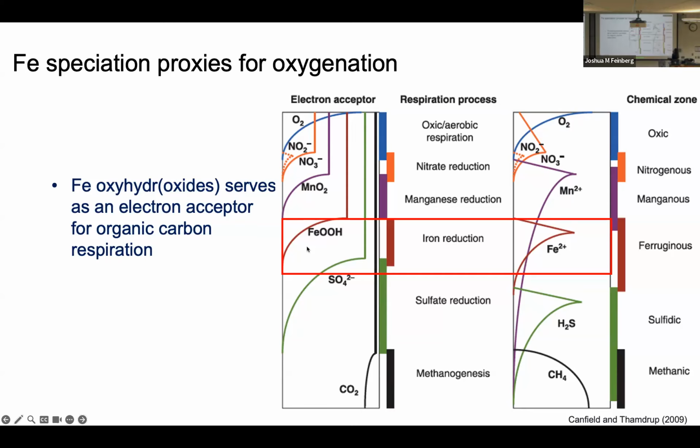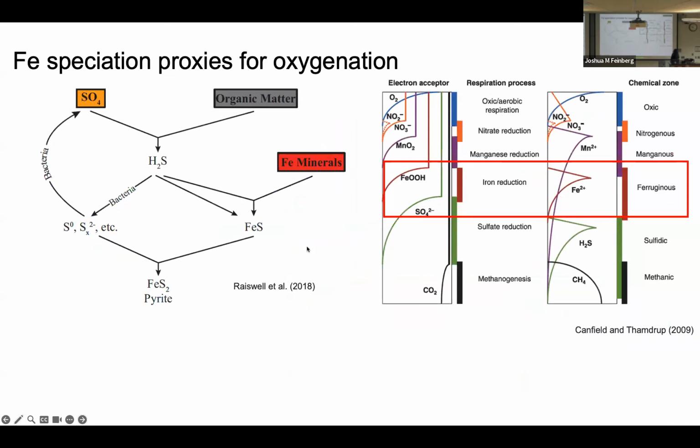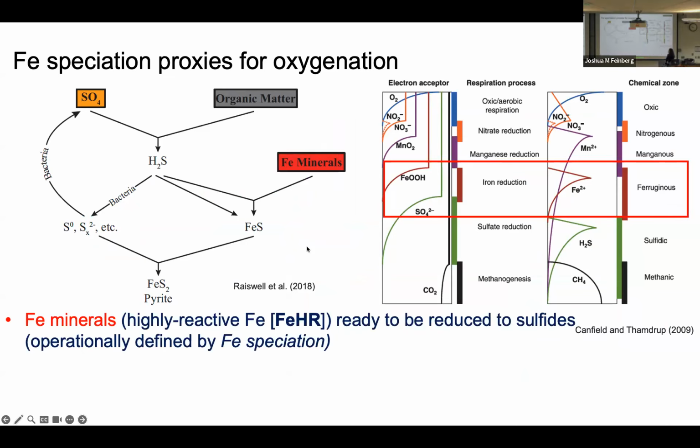Iron oxyhydroxides can serve as an electron acceptor of organic carbon respiration, but only in very low oxygen or nearly anoxic conditions in the water. Because we have this reduction of iron coupled with the sulfur cycle, we can have a bunch of iron sulfides preserved in the sediments. That gives you different assemblages of iron minerals in the sediments that you can look at to see at which point you have more reducing or more oxidative conditions.